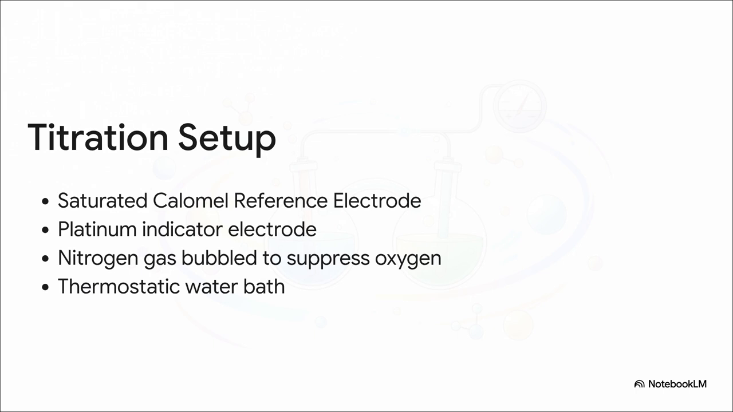gas through the solution. Why do that? Well, it suppresses oxygen reduction at the electrodes, which would artificially shift the cell potential and completely ruin the data. It's basically Dr. Chem's perfect symphony of theoretical understanding and practical lab control.